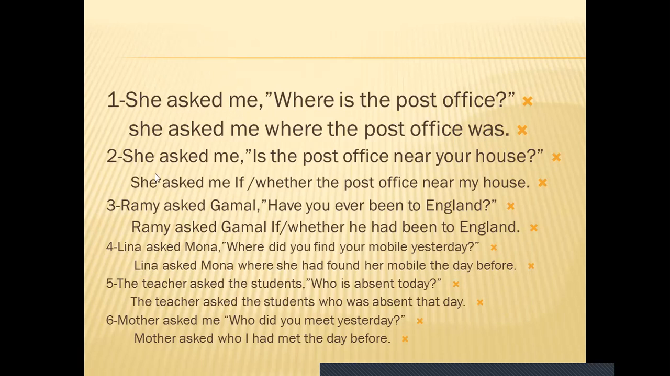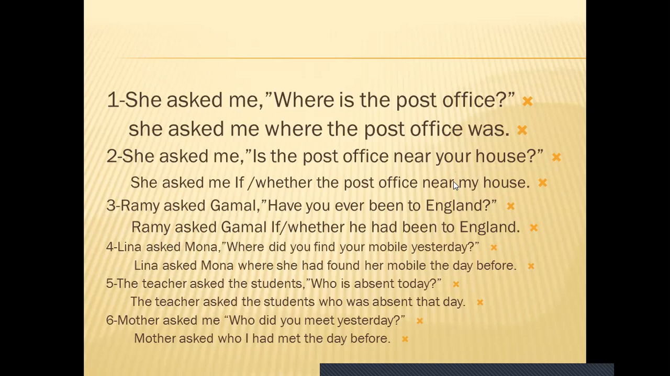Okay, clear? Number two: again, she asked me. Here we don't have a WH question. It is the same one, but here we have where, and here we don't have a WH question. So we are going to replace the WH question with if or whether. The subject here is the post office. If what's missing here? There is a mistake here. Who can tell? Yes, the verb is missing.